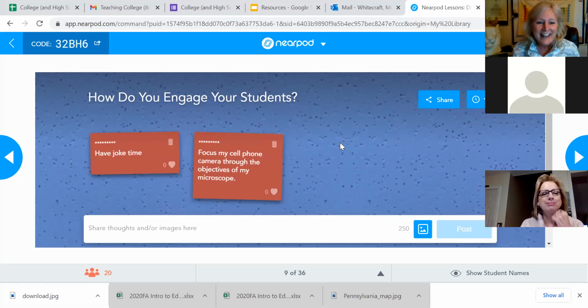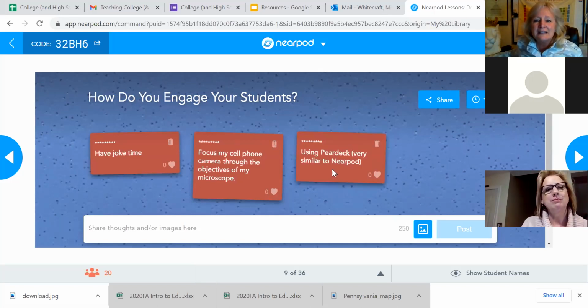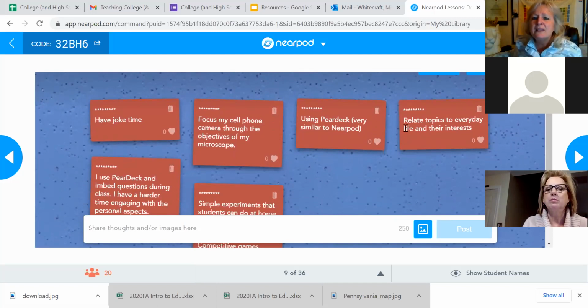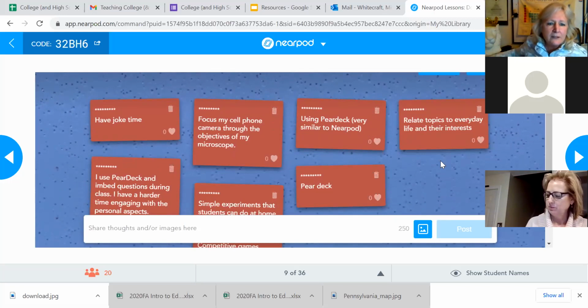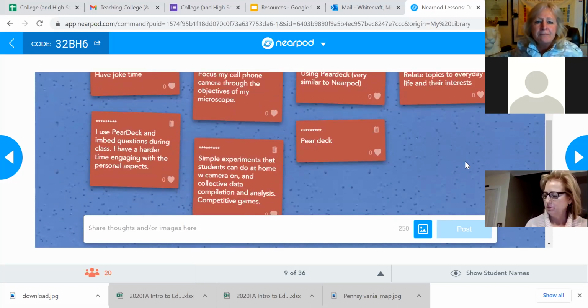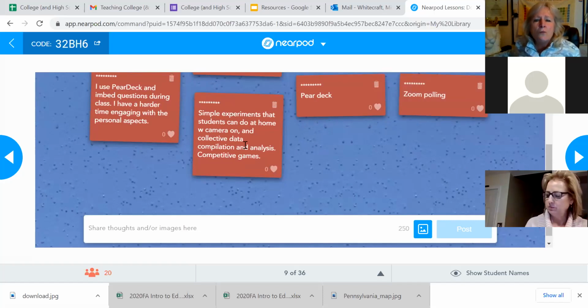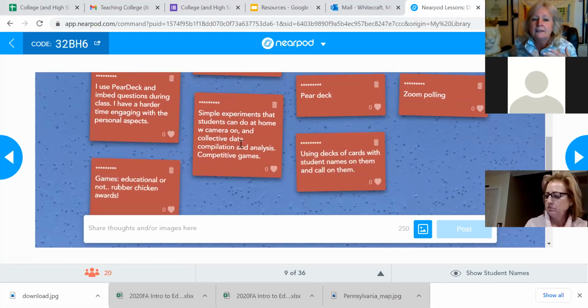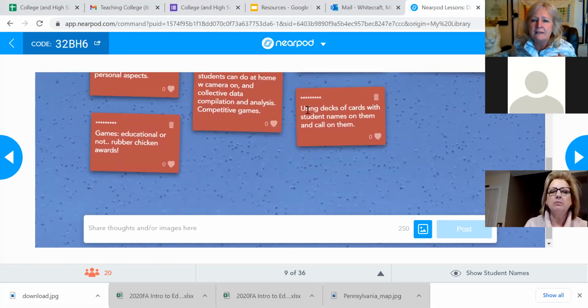Good. Okay, and so they're popping up as you write them. And so you'll have access using Pear Deck. It's very similar to Nearpod. And Sam is going to be using Pear Deck later. So if everyone could just pop up some, yeah, relate topics to everyday life and interests. And I do that. Pear Deck, I use Pear Deck. Pear Deck is super popular. Some experiments that students can do at home with the camera on, collect data, compilation and analysis, competitive games. I love that. Zoom polling. I use Jeopardy for my competitive games.